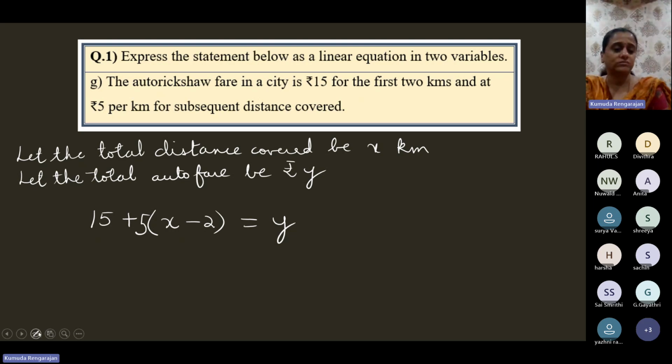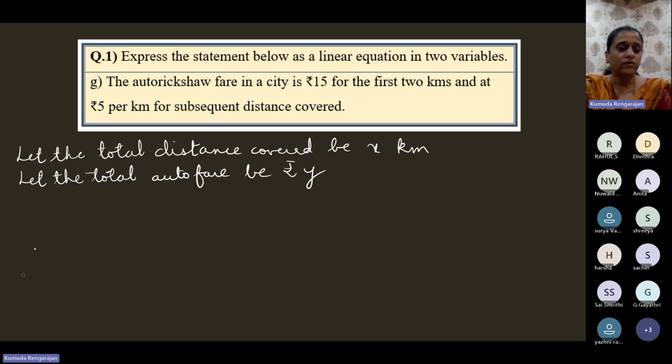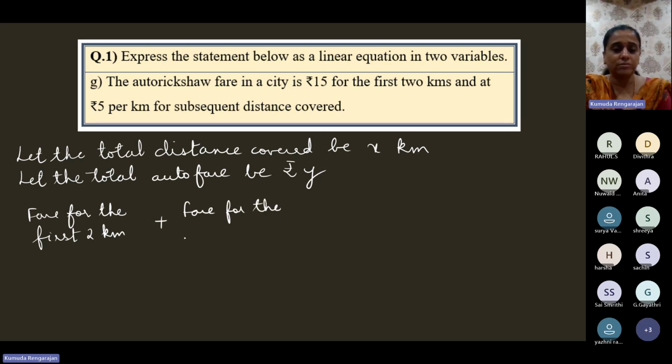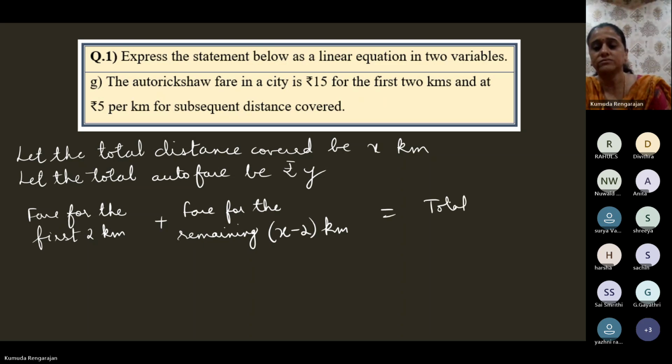So this is the equation. I can write it in words for you and then substitute. Fare for the first 2 kilometers, plus fare for the remaining distance. The total distance is X, so X minus 2 kilometers, is equal to the total fare. This is the equation in words. This is how you will be calculating the total fare you have to pay the automan.